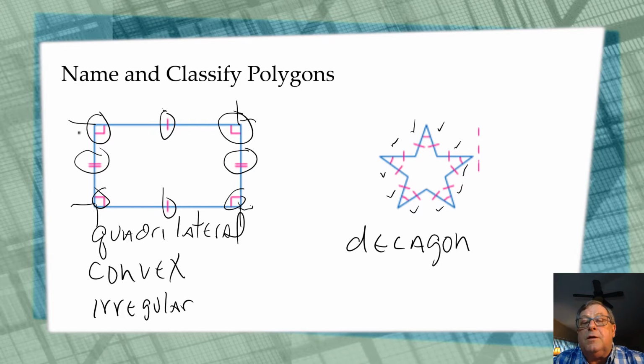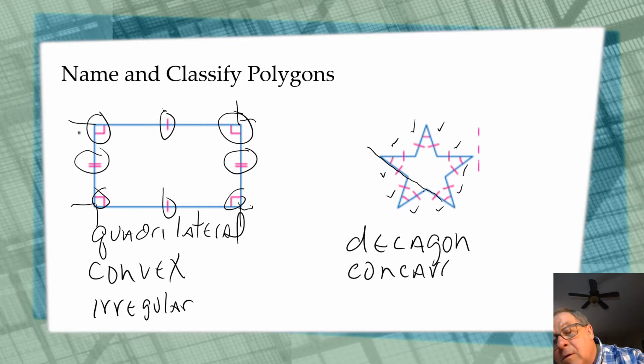Is it convex or concave? Well, I can just by visual inspection see that it is kind of caving in on itself. But if I were just to extend, let's say, just this line, well, I've got points on that line that would be in the interior, which would further tell me that it is concave. And by definition, if it's concave, it must be irregular.